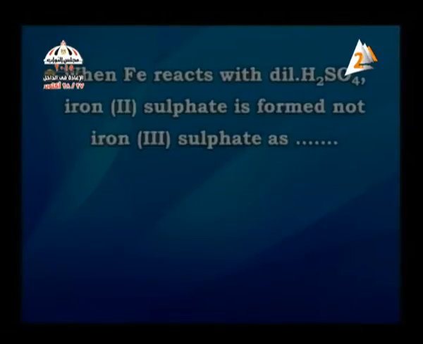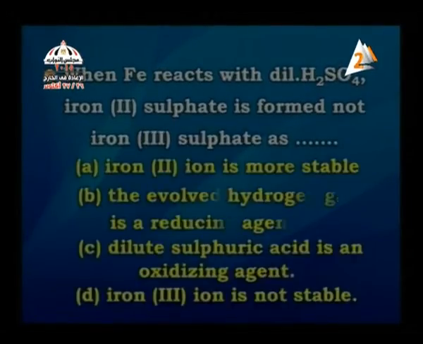Next point, when iron reacts with dilute sulfuric acid, iron 2 sulfate is formed, not iron 3 sulfate. As what? Iron 2 ion is more stable, the evolved hydrogen gas is reducing agent, or dilute sulfuric acid is an oxidizing agent, or iron 3 ion is not stable. If you think about it, my dear student, yes, the answer will be the evolved hydrogen gas is reducing agent.